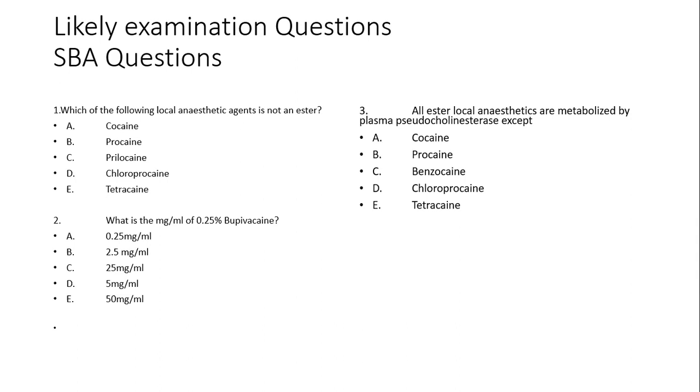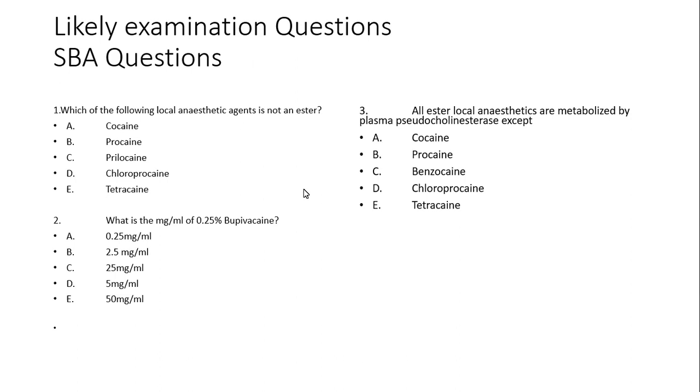Number 2, what is the milligram per milliliter of 0.25% bupivacaine? So it is 2.5 milligram per milliliter. Correct. That's B. How did you get your answer? You move the decimal point one place to the right. Beautiful. Who is that? Mareike, doctor. Oh, okay.